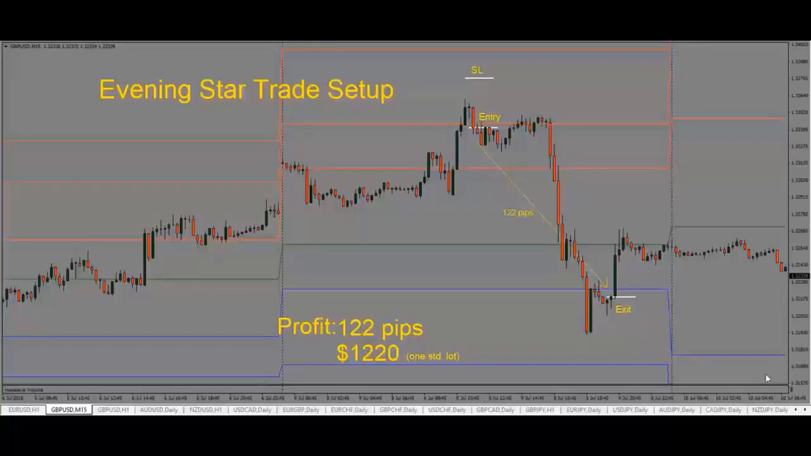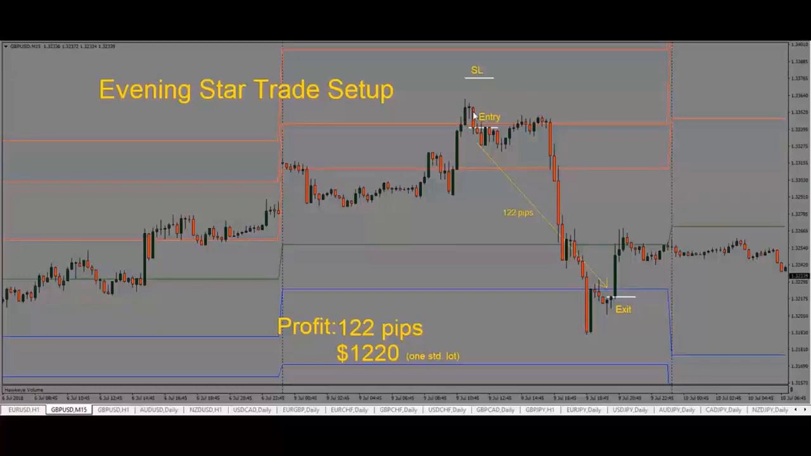We'll take a look at what an evening star trade setup looks like and how we trade this setup profitably. Here we're looking at an evening star trade setup. This is a pound US dollar 15-minute chart. An evening star trade setup is formed with three candles. We have a bullish candle, an indecision candle in the middle, and then a bearish candle here. The three candlesticks together give us our evening star trade setup.